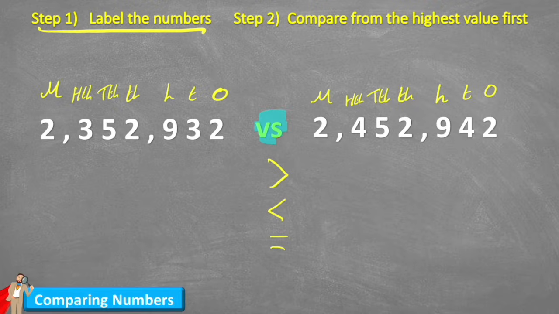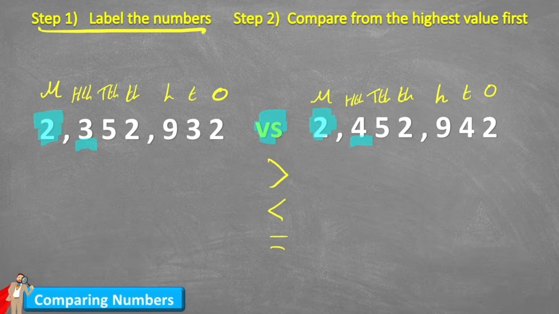Boom, there we go. And now all I'm going to do is follow step 2, which says compare from the highest value first. I'm going to look at the first column, the millions column, and I can see that we both have a 2. So that doesn't help us. But straight away, in the hundred thousands column, I can see a 3 and I can see a 4. Which one has the greater value?